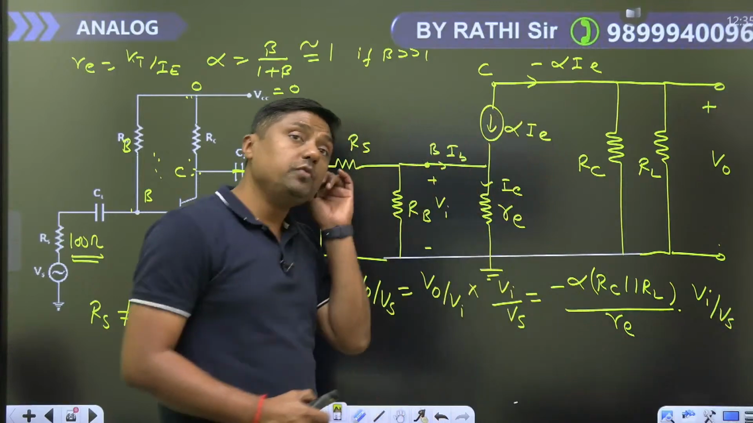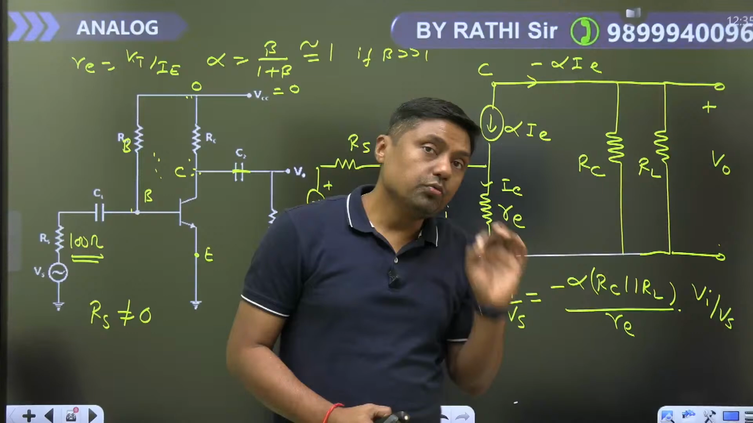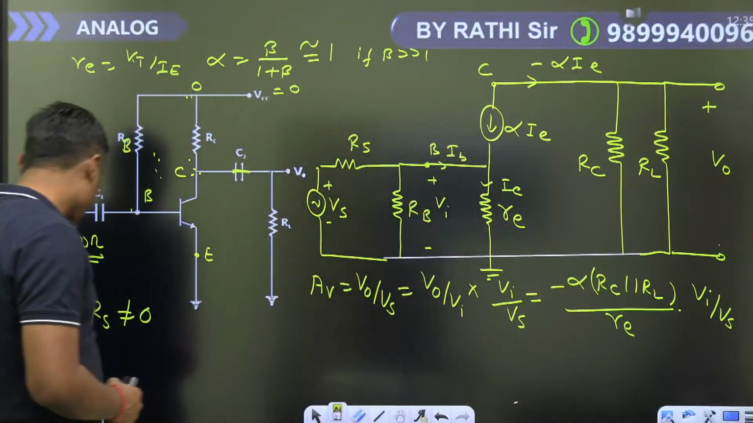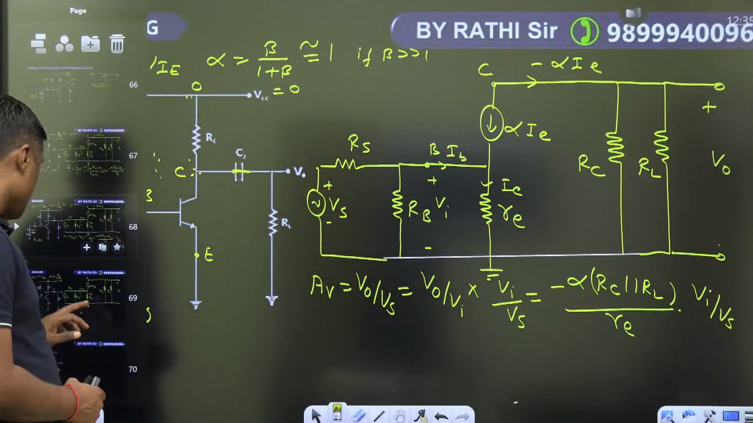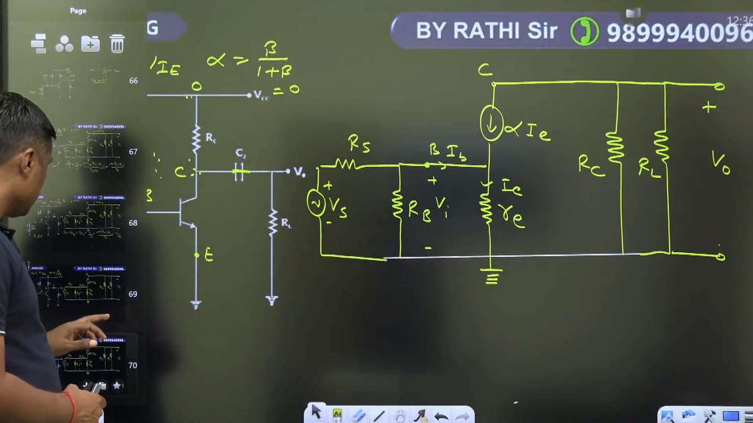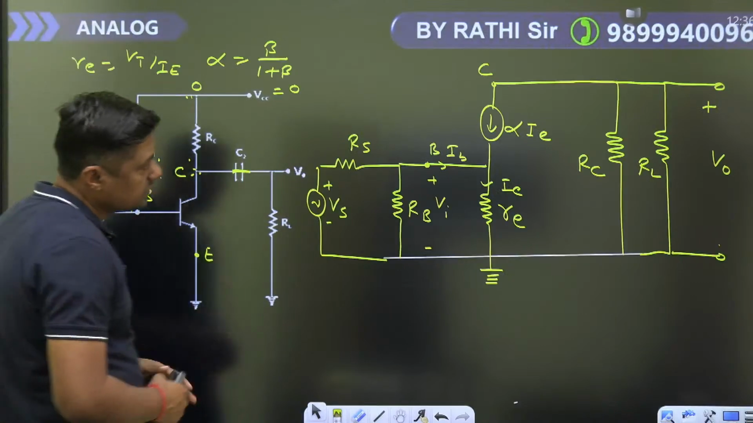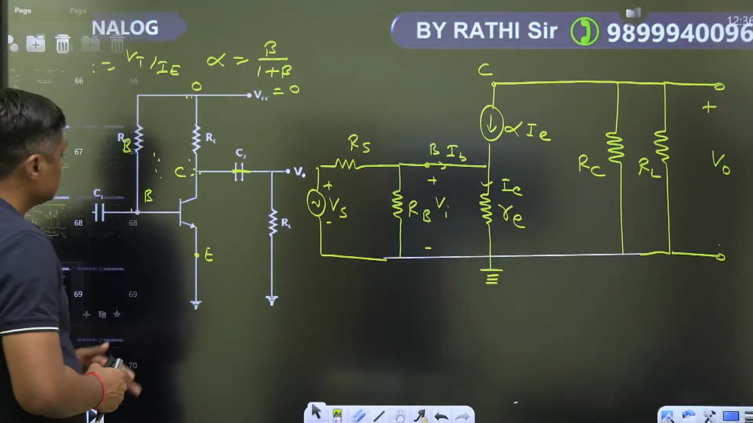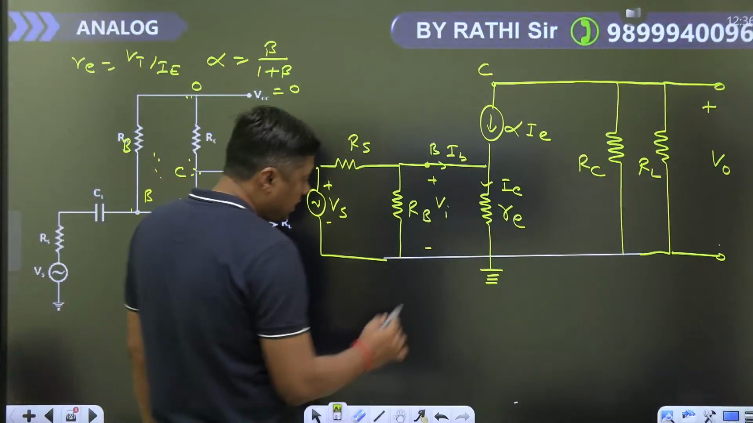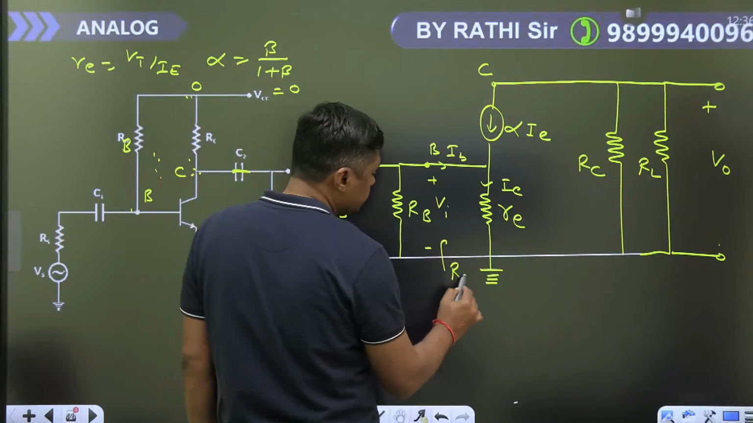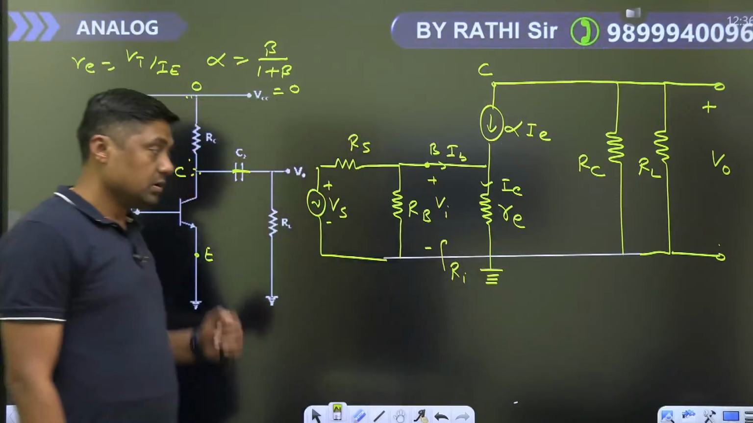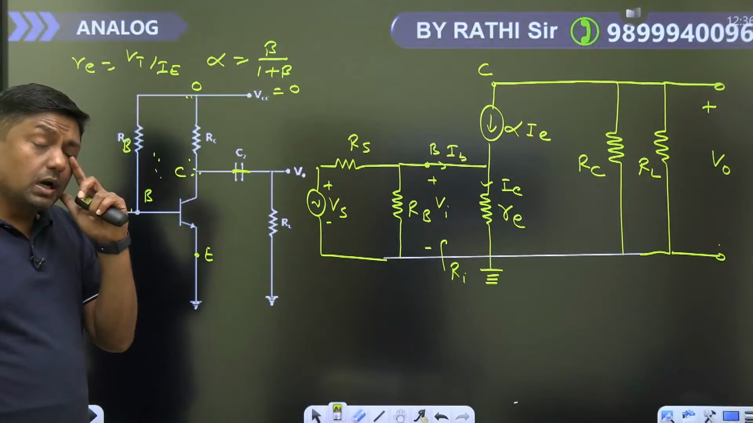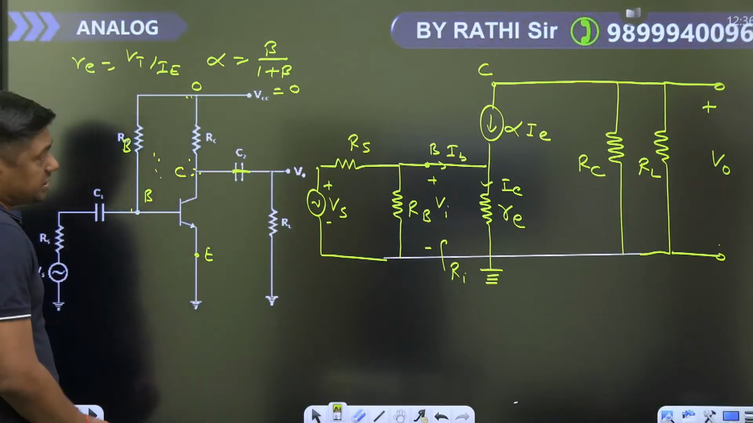Now how to find Vi upon Vs? To find Vi upon Vs, in the same model, guys, first you have to find the Ri here at this point. Ri. What is the Ri, guys? Ri means input resistance.